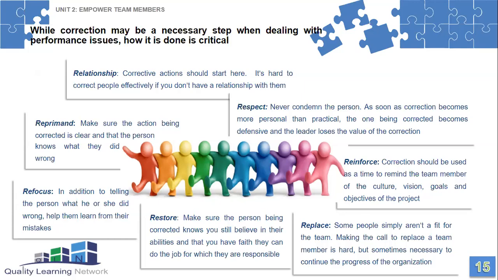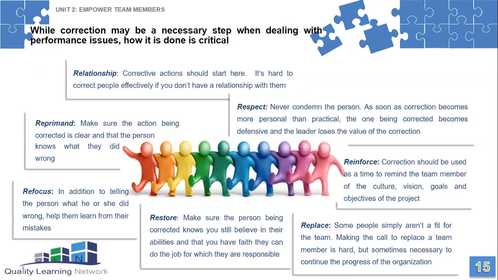Restore. Make sure that the person being corrected knows that you still believe in their abilities, and that you have faith that they can do the job for which they are responsible. We love to hear kind words, and I say kind and also truthful words. There's nothing better than being truthful, because if you tell the truth all the time, people know you to be someone who, when something is wrong, will tell them. If something is right, you'll tell them. If something is excellent, you'll tell them. Right. So that's what we want to be able to do.